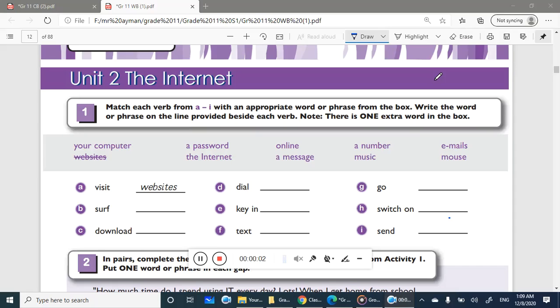And now let's learn some vocabulary and practice activity 1. Match each verb from A to I with an appropriate word or phrase from the box. Write the word or phrase on the line provided beside each verb. Note there is one extra word in the box. We have got words like your computer, website, a password, the internet, online, a message, number, music, email, and mouse. So the first one has been done for you. It is visit website.